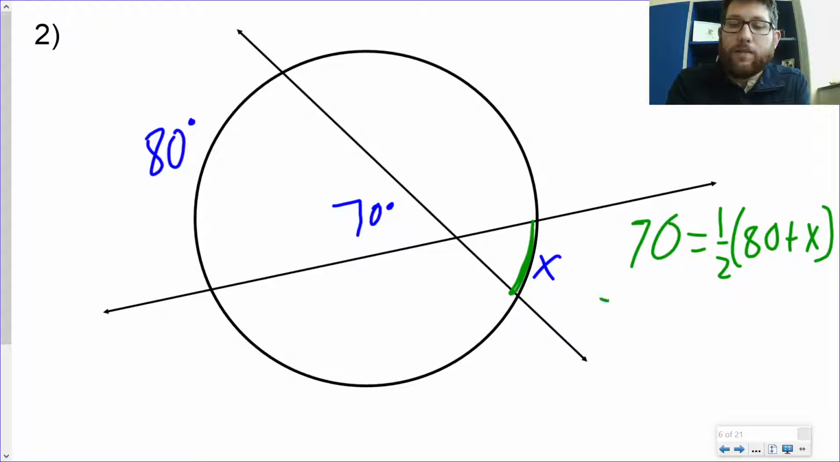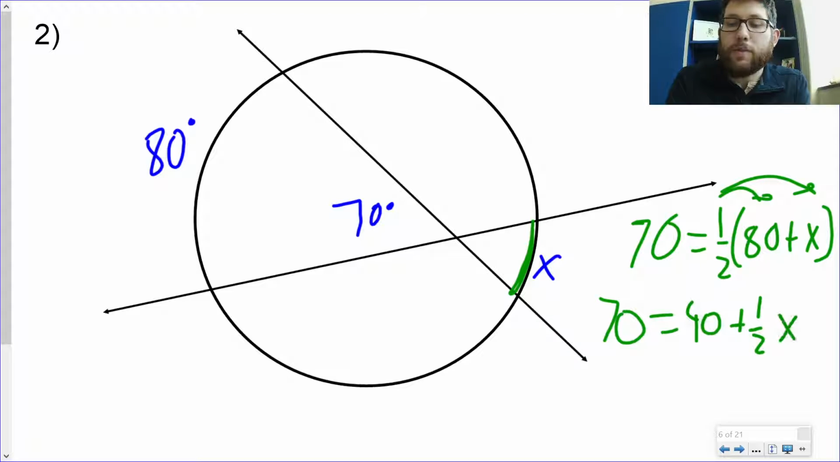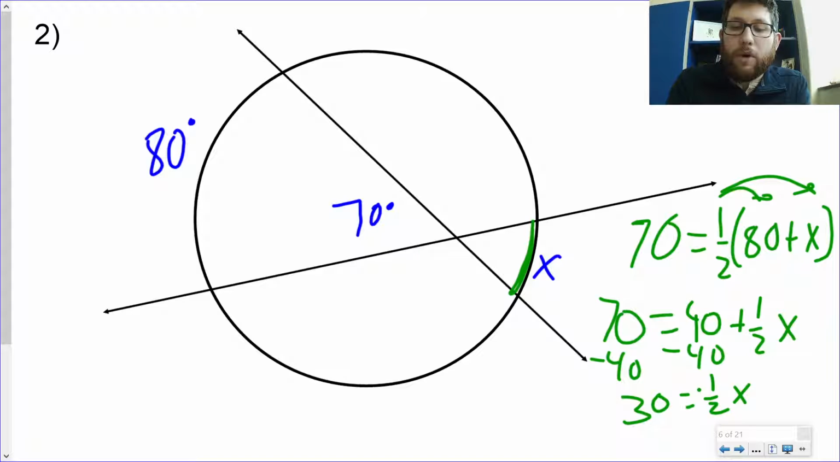So let's go ahead and solve this. There's a couple different ways. I could multiply both sides by 2, but I'm just going to distribute this 1/2 to both terms. If I was just doing it for myself, multiplying by 2 is probably what I would do, but this is the way that people tend to think of this problem, so we'll solve it this way. So I get 30 is equal to 1/2 x. And what I'm going to do is multiply by 2 on both sides. And so I get x is equal to 60. Okay, just like that.